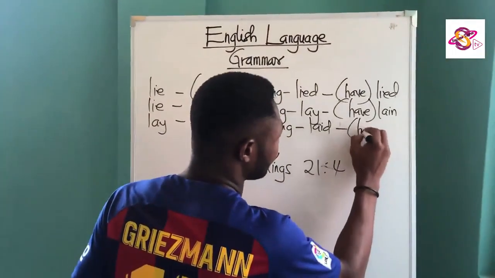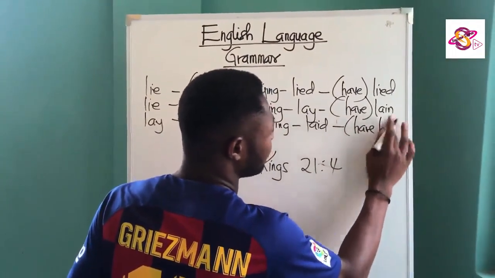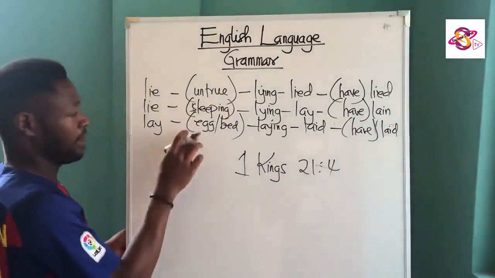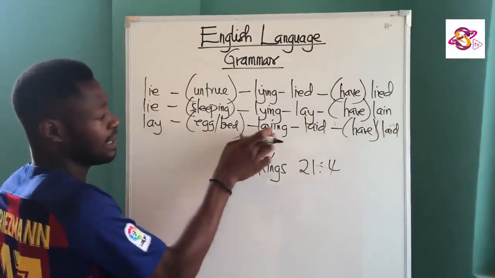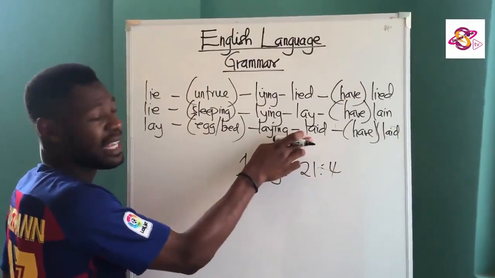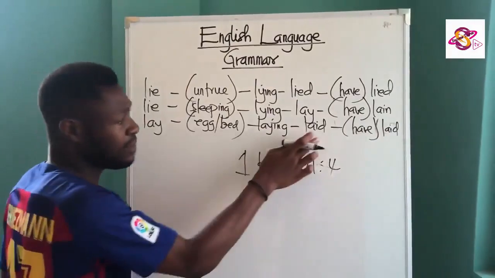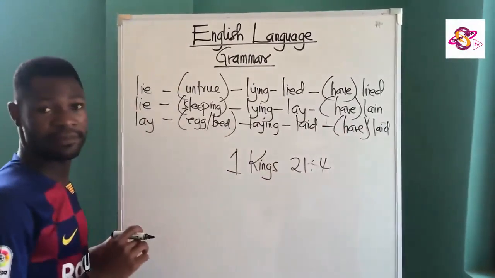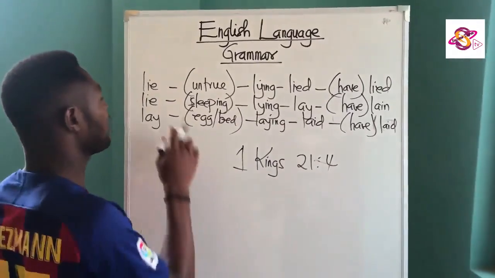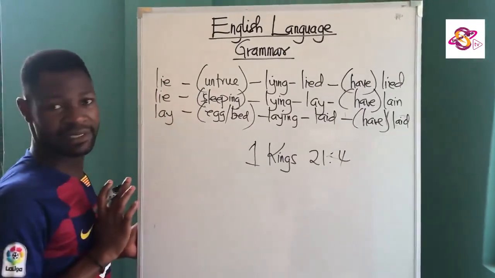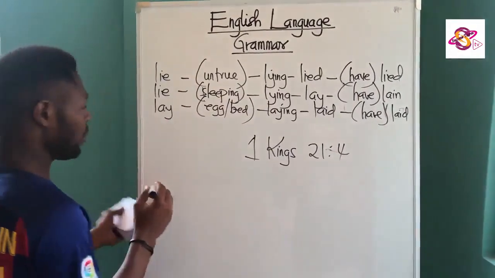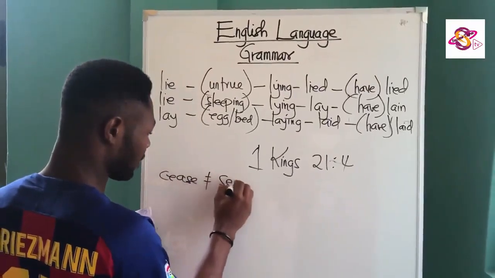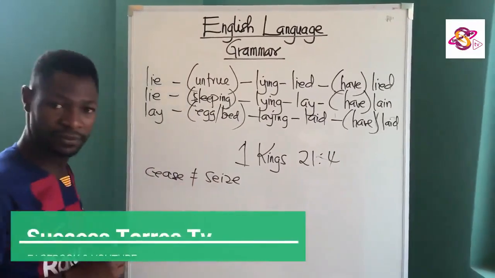Here too is the same thing. Have laid. So I'm laying my bed. I laid my bed. Past tense. I have laid my bed. So the simple past and then the past participle with respect to lay are the same. That is the difference among this, that, and that. Let's look at another one which has to do with cease.